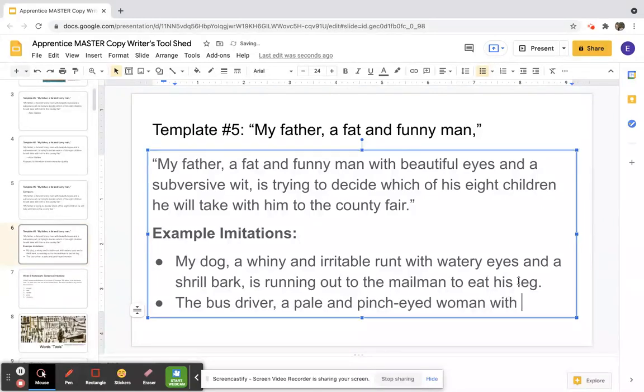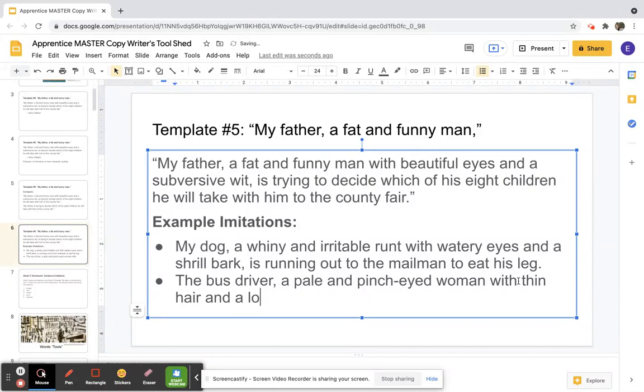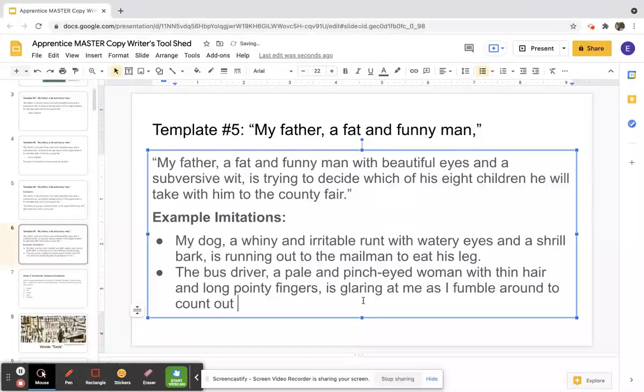And then what did she have? With thin hair and a long pointy finger. I'll put multiple fingers here since she doesn't only have one. The bus driver, comma, a pale and pinch-eyed woman with thin hair and long pointy fingers. And then I close out my comma because I'm done describing her. Now, what is she doing? The bus driver is glaring at me as I fumble around to count out my change to pay for the bus, to get on the bus. And so there we go. We have our example imitation.